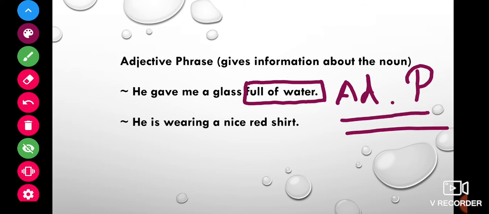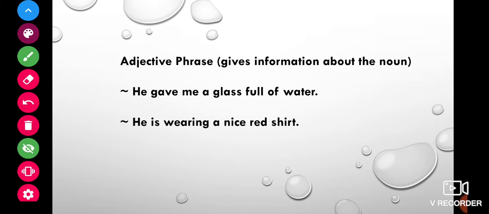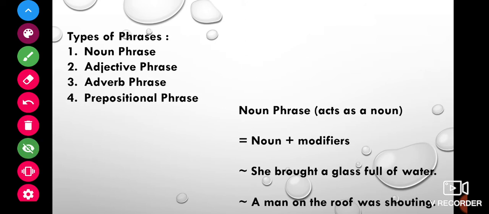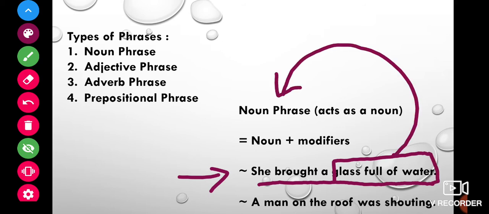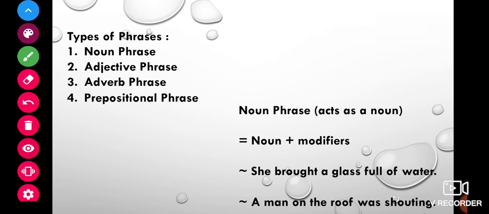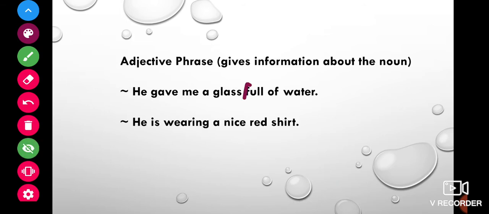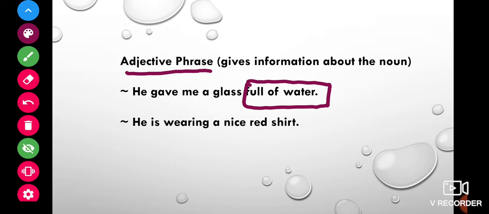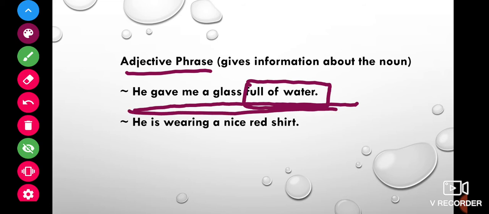phrase. Now if you recall, in the previous slide, we had a very similar example. Let us move to the previous slide. Now look at this example. She brought a glass full of water. Now here we had seen that glass full of water is a noun phrase. And on the next slide we have seen that full of water is the adjective phrase. So note that any one sentence can have more than one phrases.